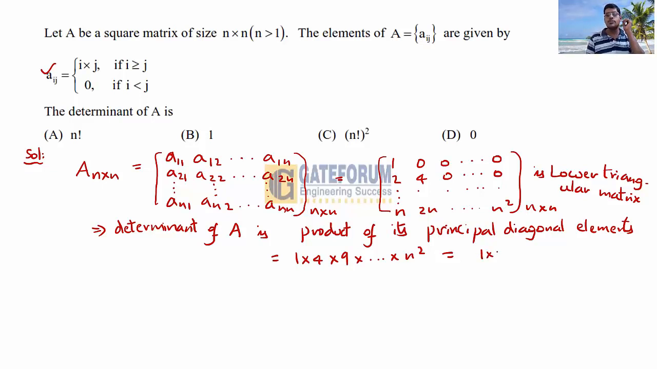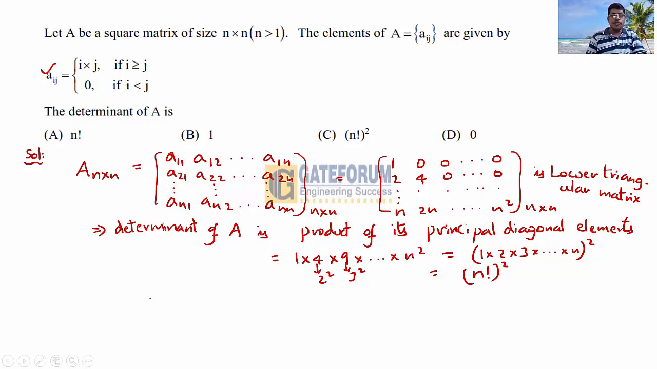So 1 into 2 into 3 and so on into n, having a common square. That is, (ab) whole square is nothing but a square into b square. This is 2 square, this is 3 square. So it is the product of the first n natural numbers, that is the first n continuous natural numbers, 1 into 2 into 3 and so on up to n, which is always n factorial. So it is the square of n factorial. The product of the first n natural numbers is always n factorial.